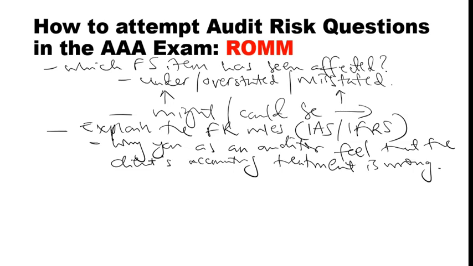Remember, the risk of material misstatement involves two things: the inherent risk and the control risk. Okay, so it is actually a risk of those account balances being wrong.